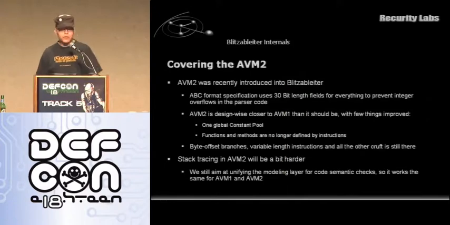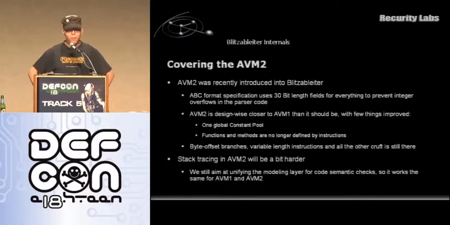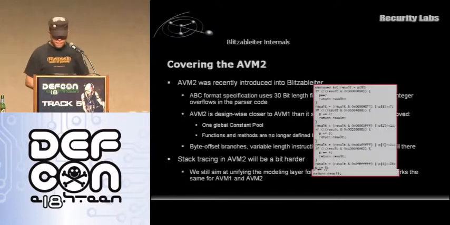Other than that, AVM2 is design-wise a lot closer to its predecessor, as it should be. They finally figured out that you should have one constant pool, and that you should not define functions by instructions. I'm very grateful for that. The stack tracing is a little bit harder. The end goal is to really have it all unified, so that whoever wants to enforce rules in the code finds the definition high level enough to model their contractual requirements into actual code patches.